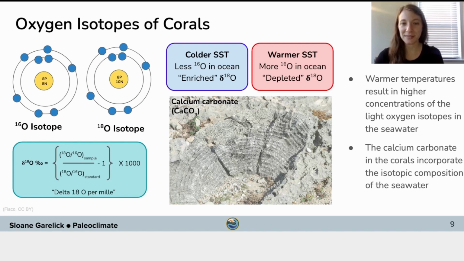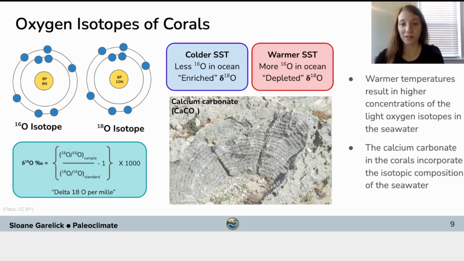Isotopes are elements with the same number of protons and electrons, but a different number of neutrons. The two most common oxygen isotopes are oxygen-16, which is the lighter isotope, and oxygen-18, which is the heavier isotope. The ratio of the heavy oxygen relative to the light oxygen can be measured in materials containing oxygen, such as seawater. This ratio is referred to as delta 18O, and the units are per mil. So how does this relate to sea surface temperature?